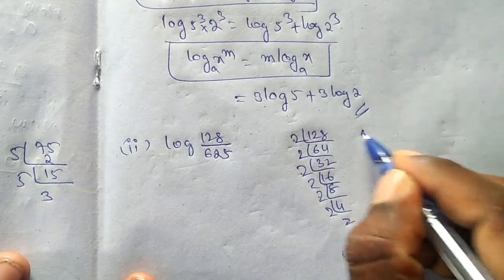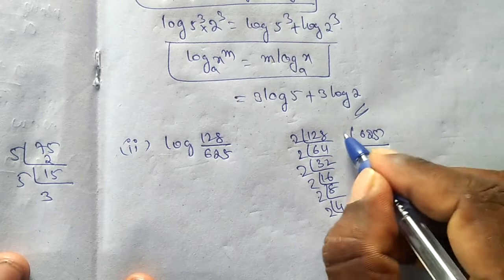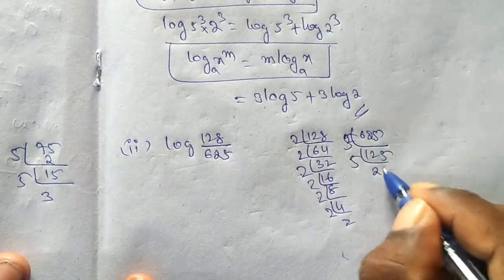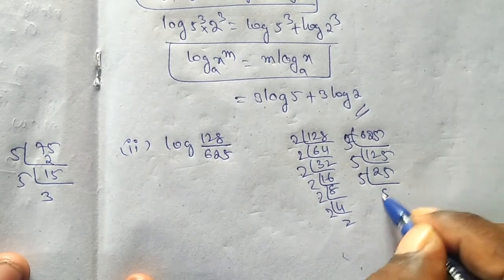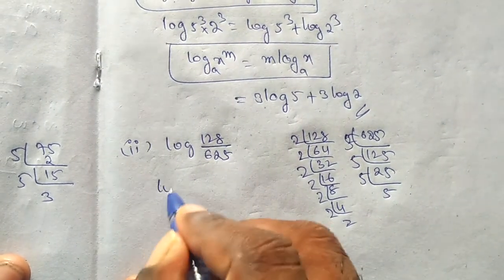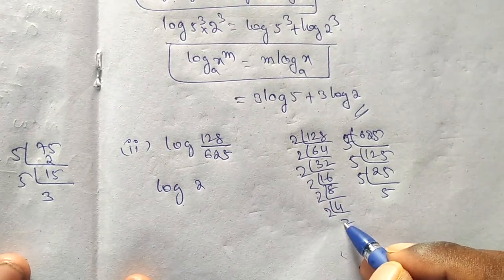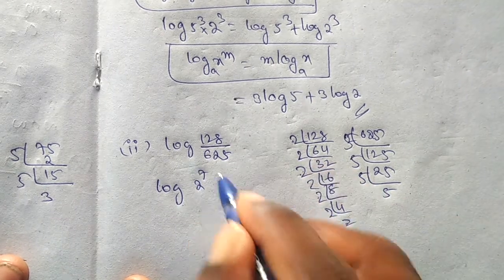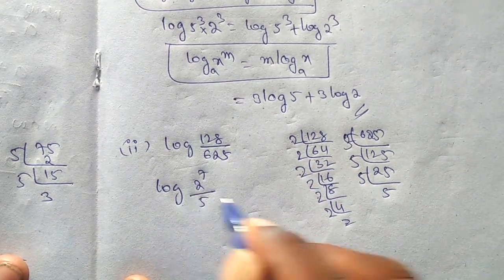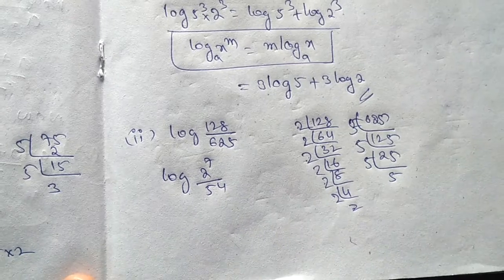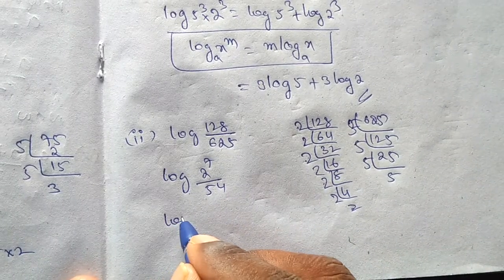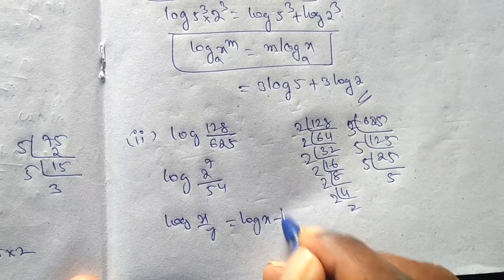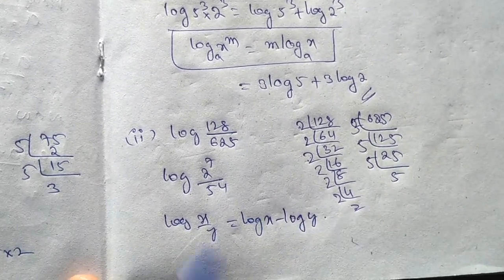Okay. Now the prime factorization of 625: 5 125s are 625, 5 25s are 125, 5 5s are 25. So log of 2 to the power of 7 by 5 to the power of 4. Log x by y is equal to log x minus log y.